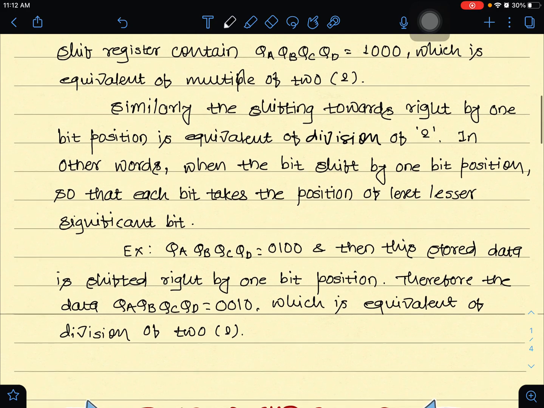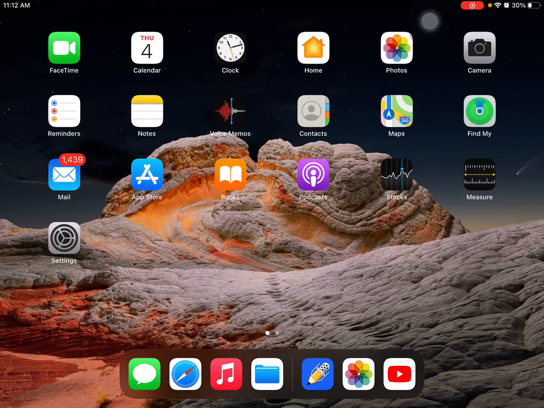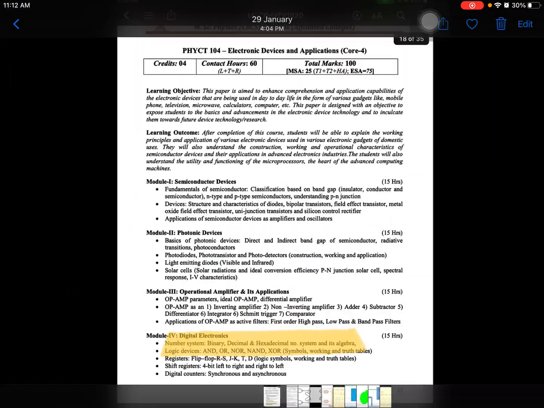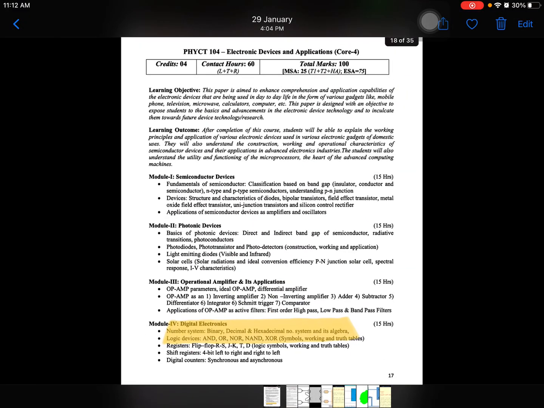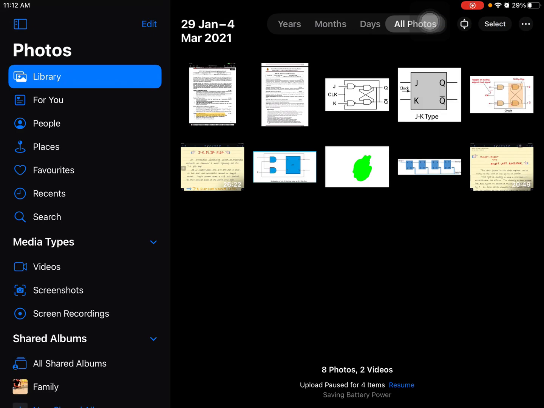I think our next topic will be digital counters. In that, synchronous and asynchronous counters are there. In the next lecture, we will see what digital counters are, and first the synchronous digital counter.